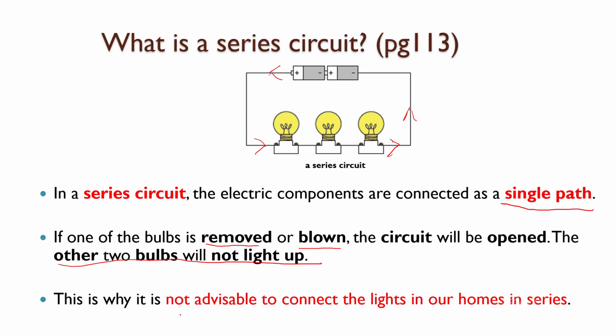Which is why it is not advisable to connect the lights in our home in series. Because if one light bulb blows, or one of the wires gets loose, other light bulbs will also not light up, or we have to live in darkness because of just one spoiled light bulb. So copy the important things on this slide down into your notebook. You can pause the video. And I think you should, because I'm moving on. So pause the video, finish copying, and let's continue.